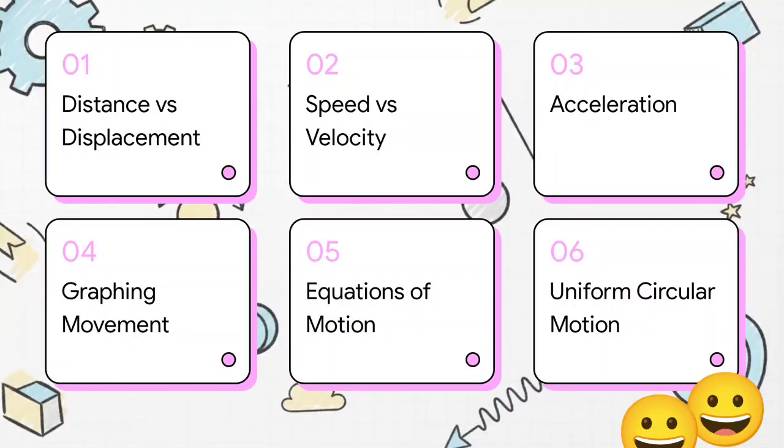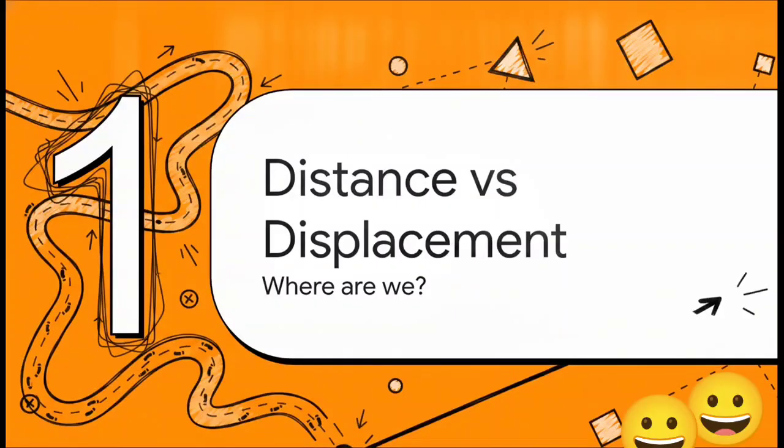So, here's our agenda for today. We'll hit distance versus displacement, speed versus velocity, understanding acceleration, graphing our movement, the equations of motion, and finally, uniform circular motion. Okay, moving right into section 1, distance versus displacement. Basically, where exactly are we?